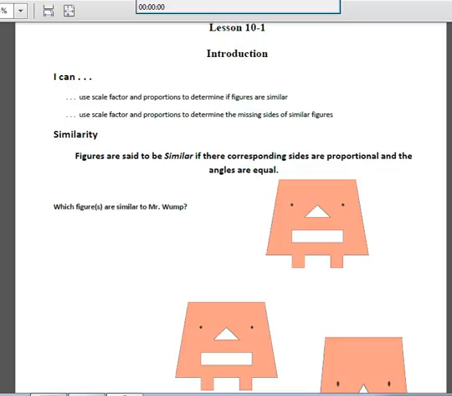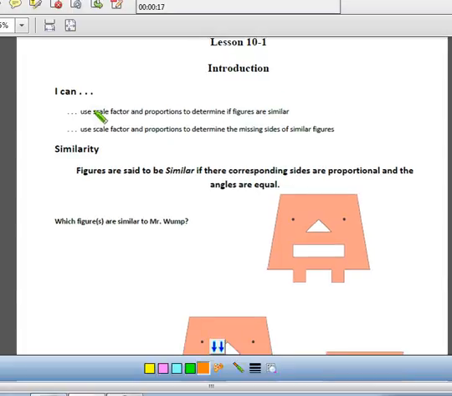This lesson is the introduction to similarity, the new topic that you have in math. Let's start with the learning targets. There's two of them. The first one is I can use scale factor. Hopefully that's a word you remember from your past. Use scale factor and proportions. There should be another familiar word to determine if figures are similar. Now you've probably heard that word similar. We're going to talk about that more in terms of math in just a few moments.